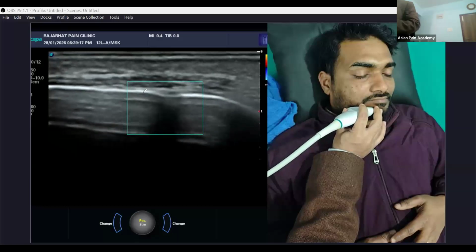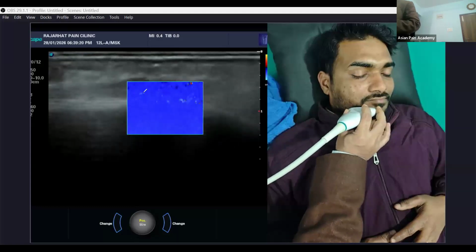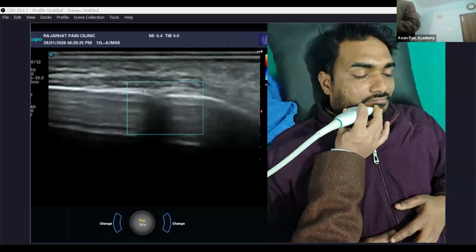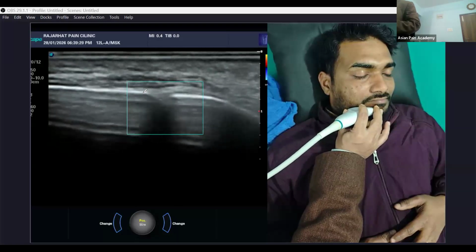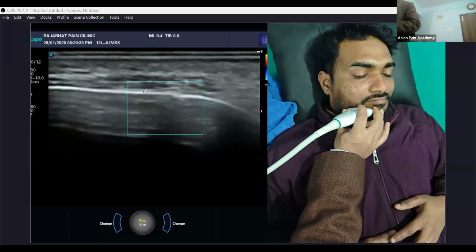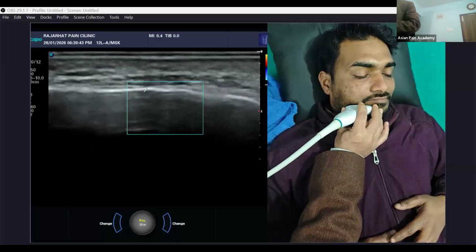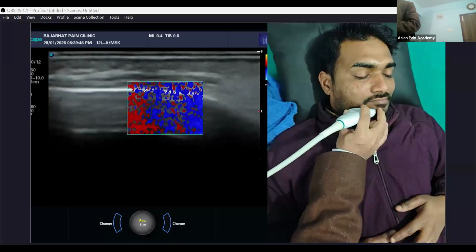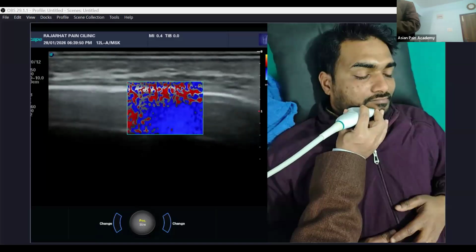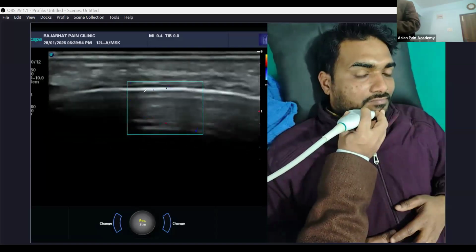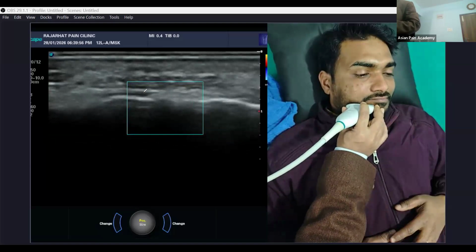So now see the middle part of the box. This is the foramen actually. This is the foramen, but you have to perceive that. Yeah, this is the foramen in the middle part of the box. There is a gap in the periosteum. Gap in the periosteum. Here I'm not getting the pulse, but this is the area. So this is the foramen.